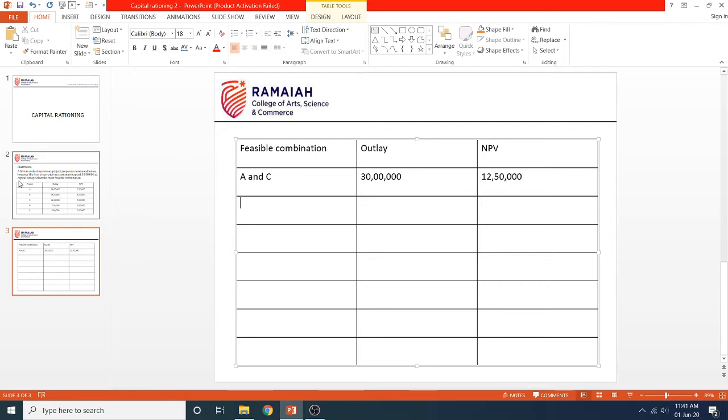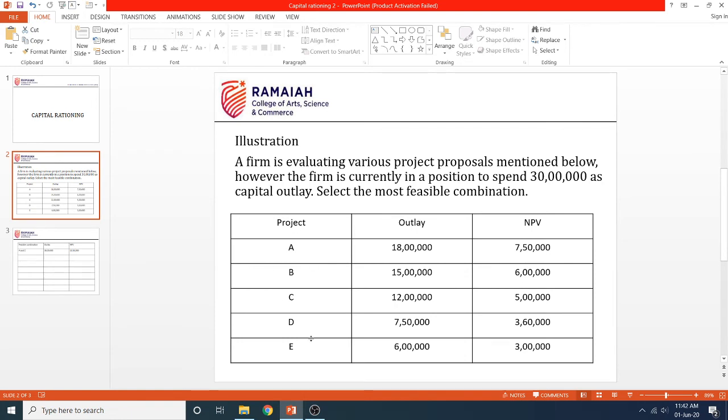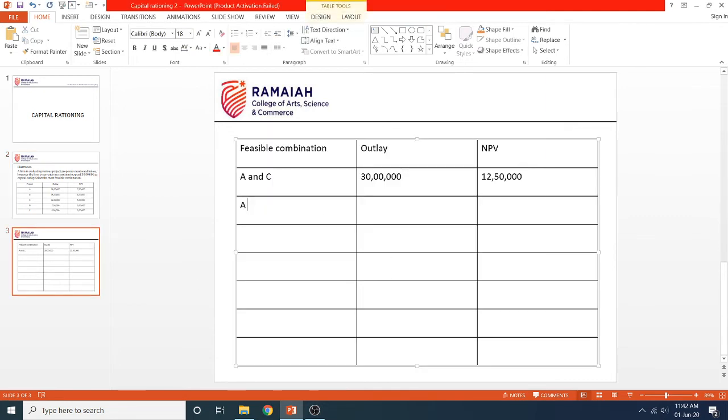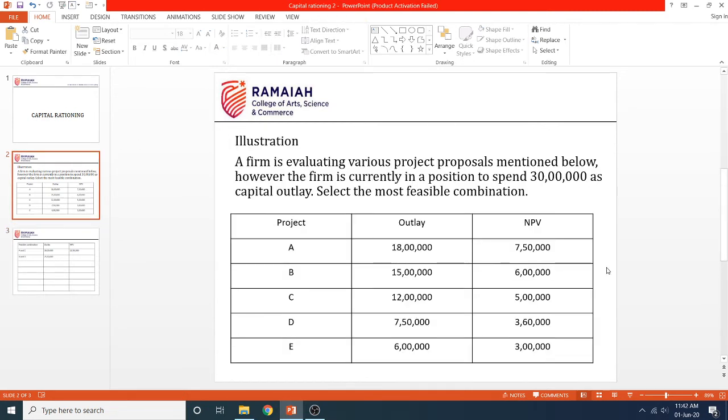Which other combination can we consider? A and C is done. A and D. Yes, A and D we can consider. 18 plus 7 lakh 50,000 is 25 lakh 50,000. What is the total NPV? A and D. 7 lakh 50 plus 3 lakh 60.